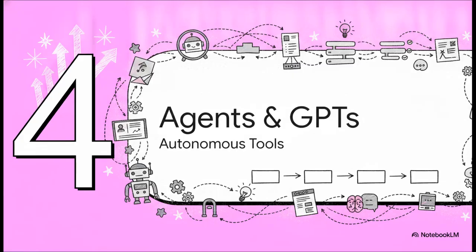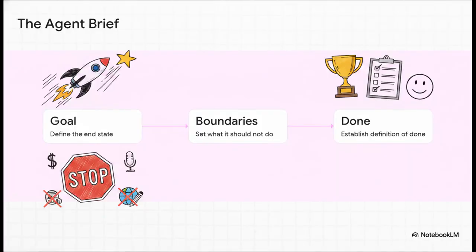Okay, it is time to level up again. Section 4, Deploying Agents and GPTs. We're scaling yourself with autonomous tools. So while a normal chat just answers one single message, an agent actually breaks a larger goal down into steps. It uses tools like web browsing, and it keeps working until the goal is fully met. But here's the catch. They fail entirely if your brief is too open-ended.